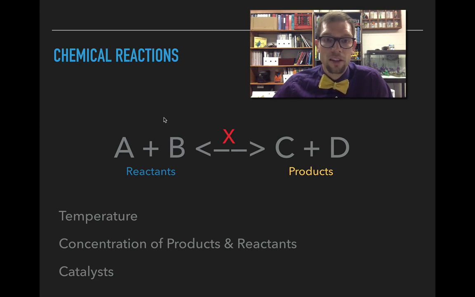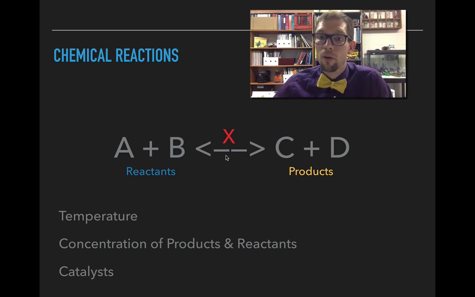So if you increase the reactants, it'll drive the reaction to the right. If you increase products, it's going to drive it to the left. And similarly, if you decrease the reactants, it's going to increase the reaction to the left, while if you decrease the products, it's going to increase the reaction to the right.